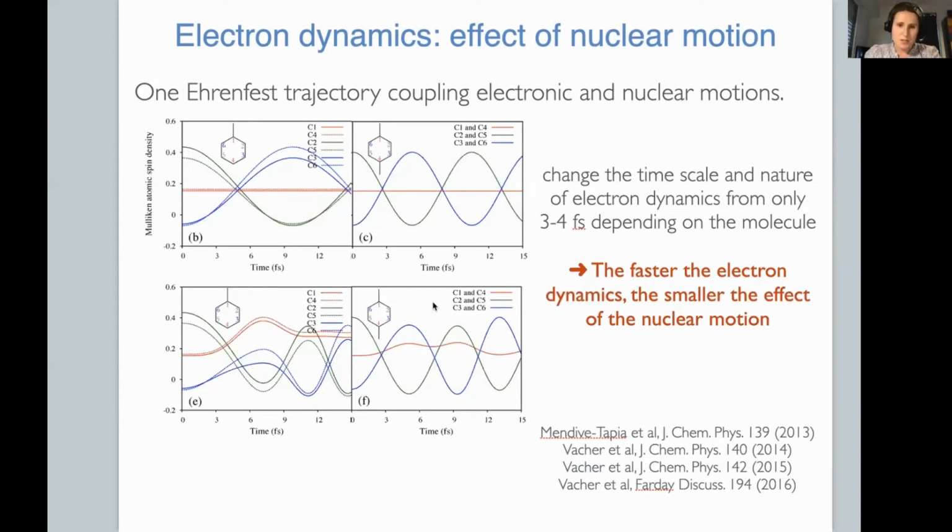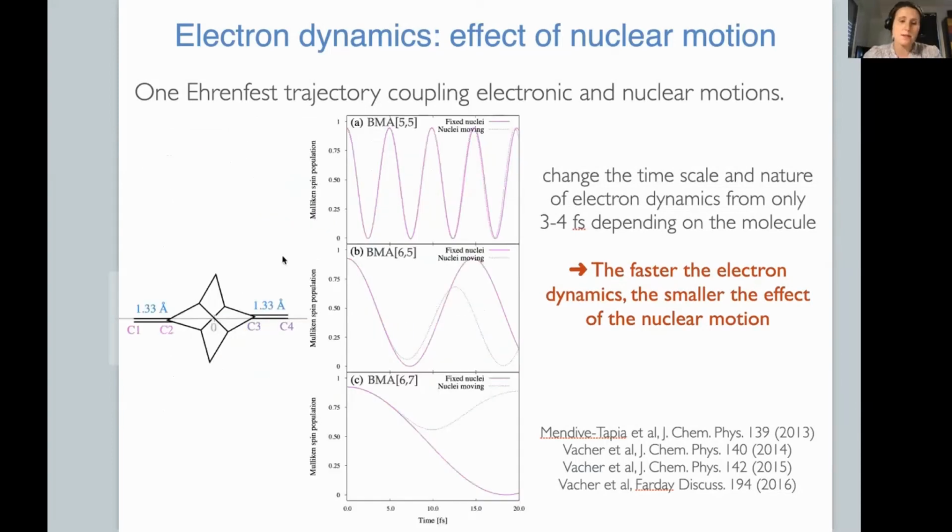And so we saw this for these benzene molecules, but also, for example, in the adamantane family of molecules. On the top, you have the very fast. In solid lines, this is a simulation with fixed nuclei, and dashed lines, this is with nuclei moving, and you see that when the electron dynamics is very fast, they are almost superimposed. We don't see the difference, while when the electron dynamics is very slow, then the effect of the nuclear motion is very big.